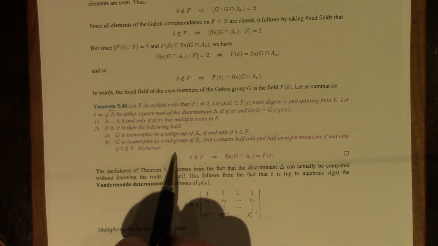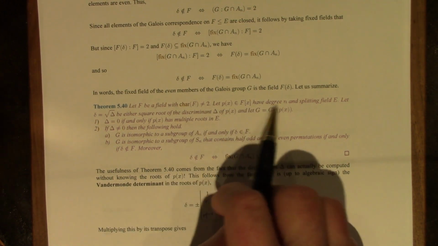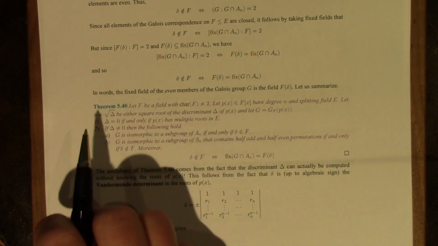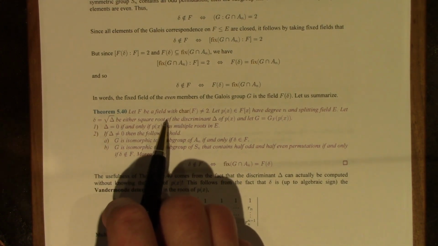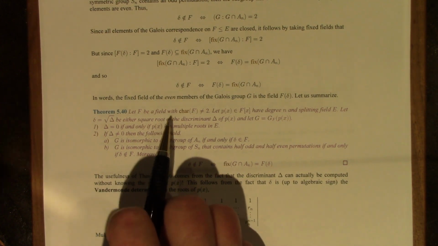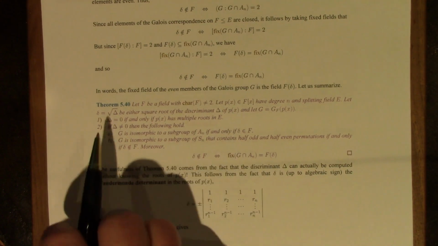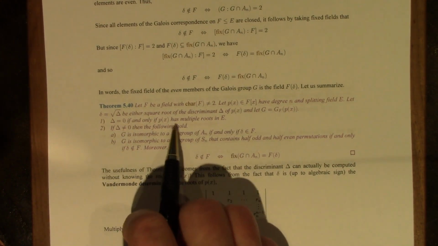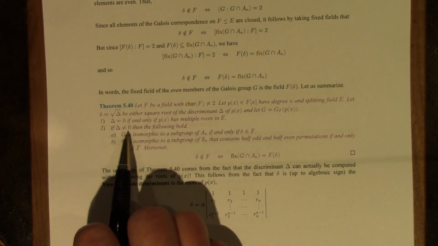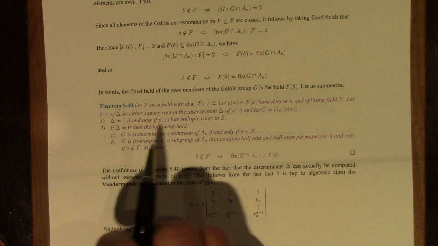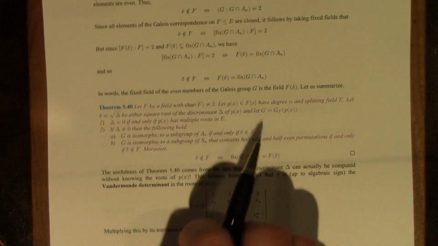So here is a summary. Let F be a field with characteristic different from 2. Let P of X have degree n and splitting field E. And let little delta be the square root of the discriminant, either one, because we're only interested in the location of little delta with respect to a field, so delta and negative little delta will have the same membership. So if the discriminant is 0 if and only if P of X has multiple roots in E, so capital delta, the discriminant, is non-zero, then the following hold. G is isomorphic to a subgroup of the alternating group if and only if little delta is in F. That's this statement here.